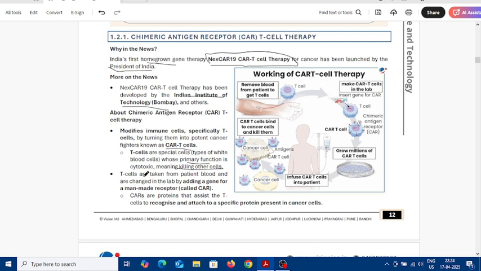T cells are taken from patient blood and are changed in lab by adding a gene for a man-made receptor called CAR. CAR are proteins that assist T cells to recognize and attach with specific proteins present in the cancer cells.